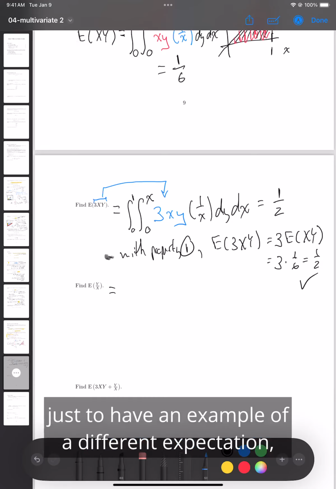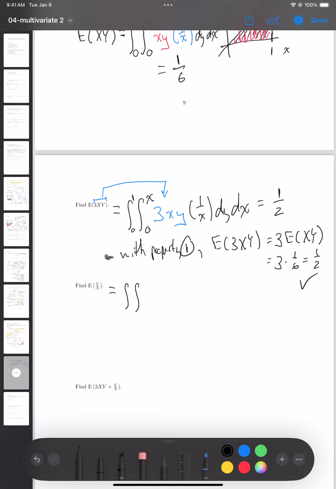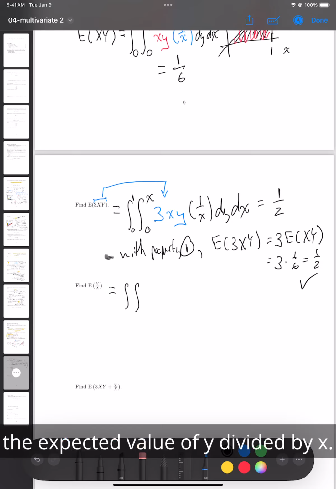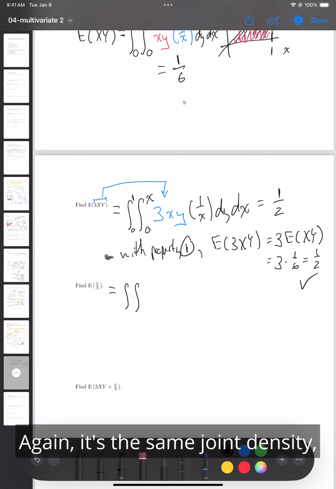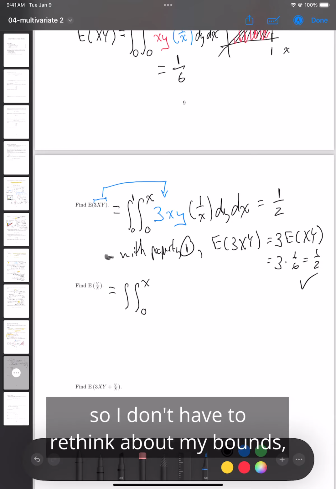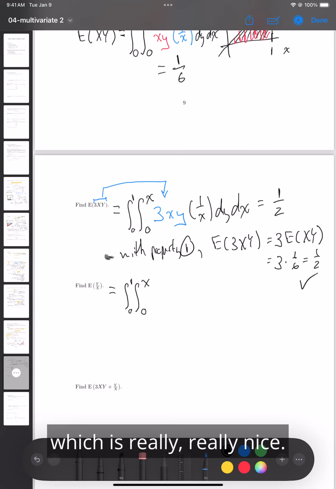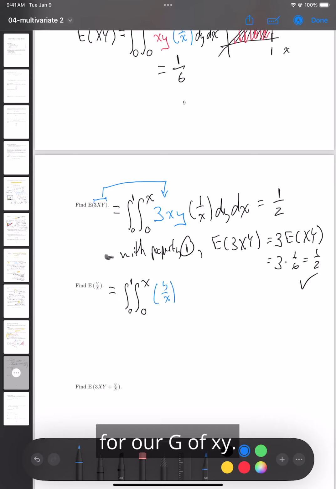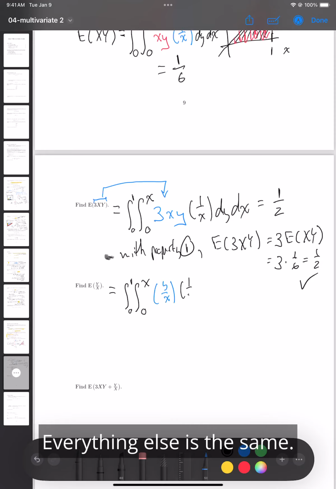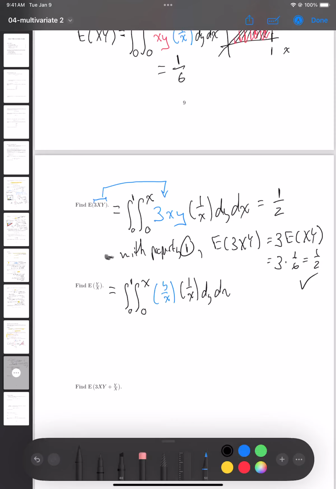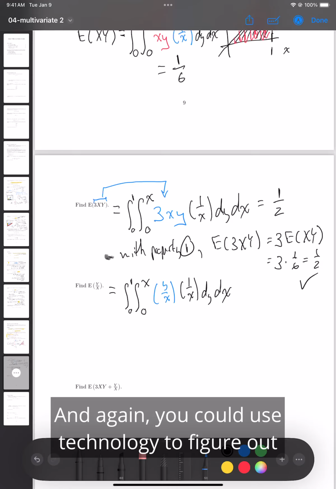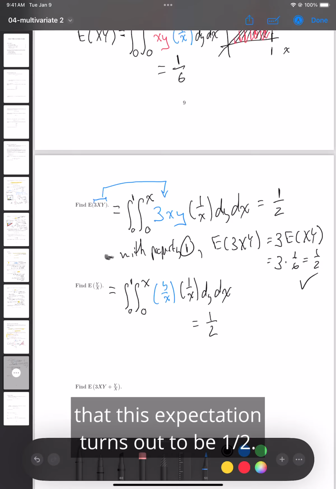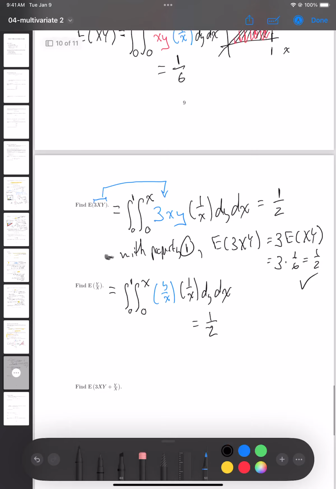Now, just to have an example of a different expectation, we'll figure out the expected value of Y divided by X. Again, it's the same joint density, so I don't have to rethink about my bounds, which is really, really nice. The only thing that changes is we're plugging in Y over X for our g of XY. Everything else is the same. And again, you could use technology to figure out that this expectation turns out to be 1/2.